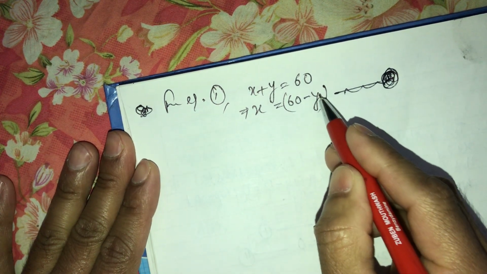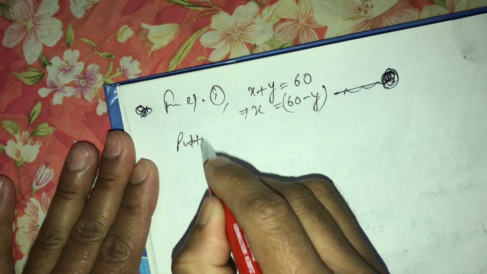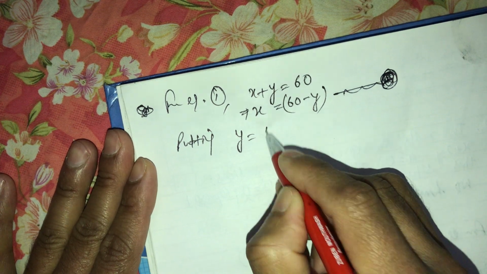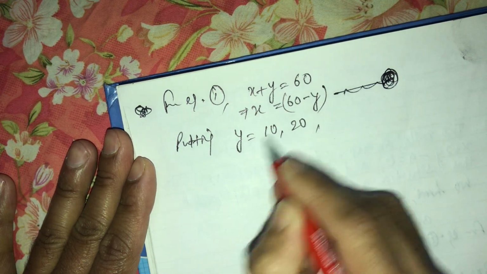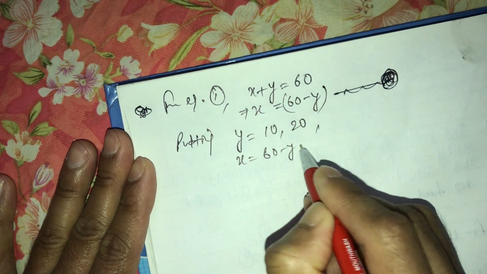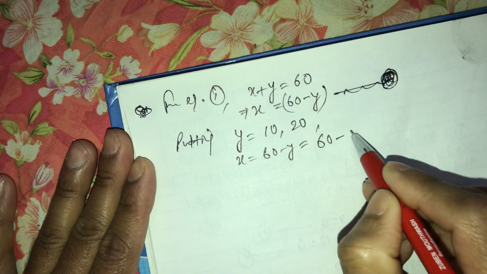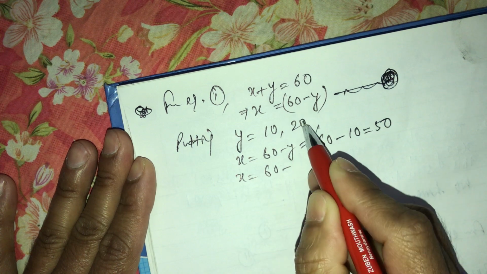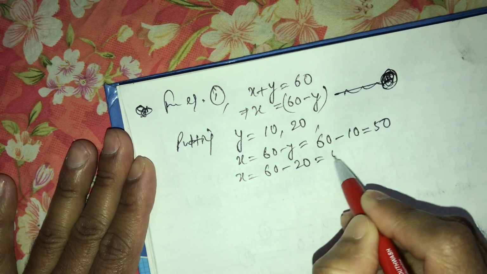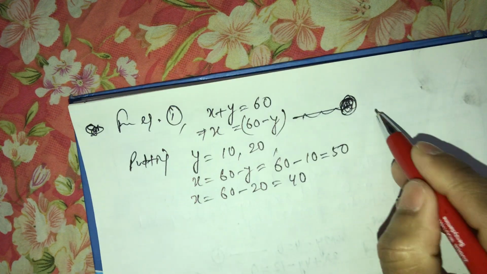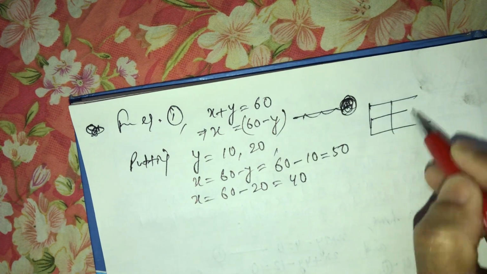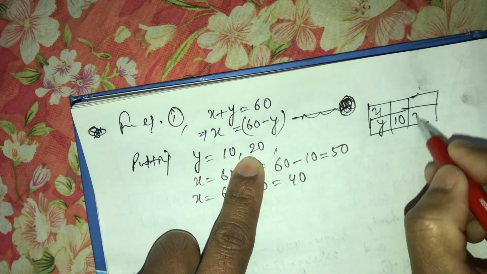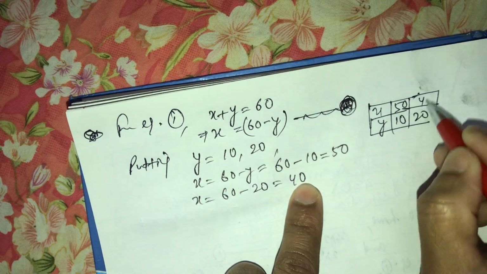So here I have y on the right hand side, so putting y equal to a multiple of 10, let's write 10, 20. So you'll get here x equal to 60 minus y. 60 minus y, first value is 10, so you'll get 50. Second, 60 minus y, y is 20, so you'll get 40. So your table is ready here: x, y, where y was 0, 10 and 20, and x 50 and 40, right?